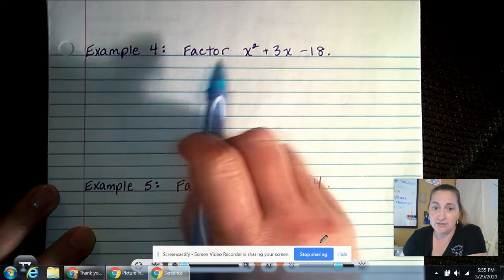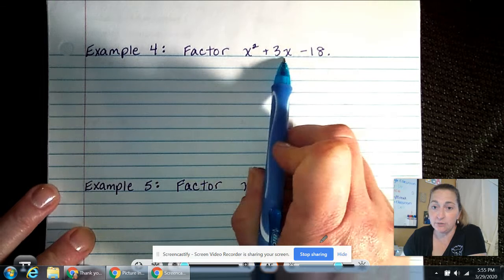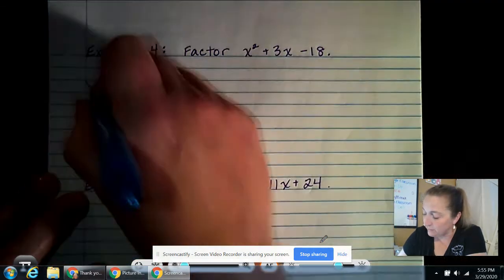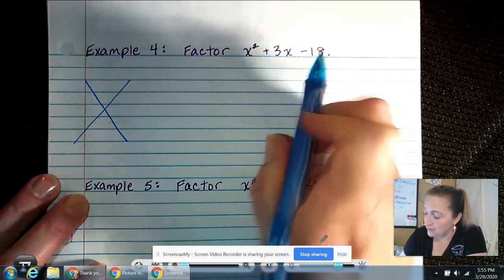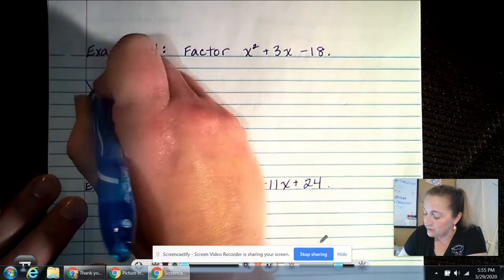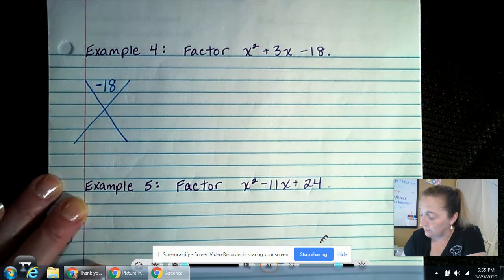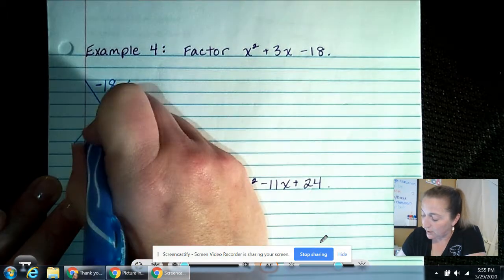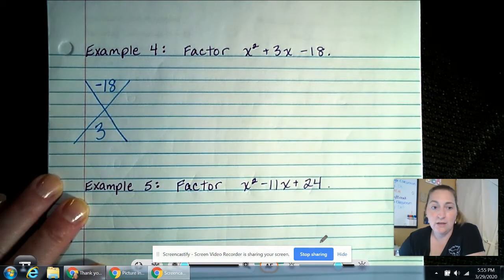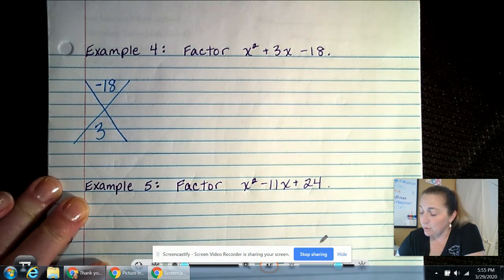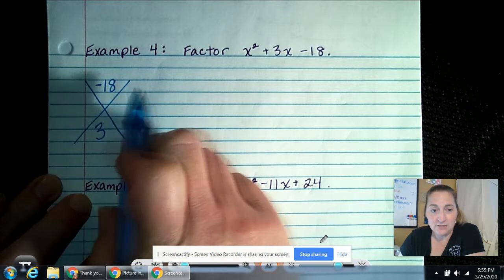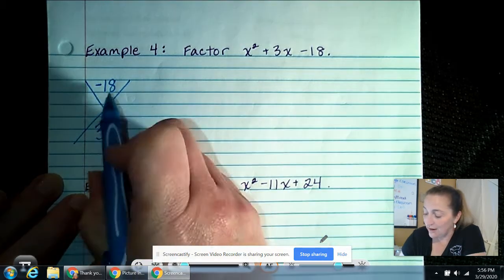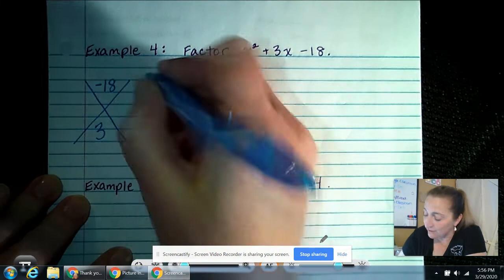So if you look at example 4, it says factor x squared plus 3x minus 18. I'm going to start them the same way. This minus 18 goes in the top. So I have negative 18 on top, 3 on bottom. So I need 2 numbers that multiply to give me negative 18, but add up to give me 3. So since my product is negative, I know that I need a positive and a negative factor.